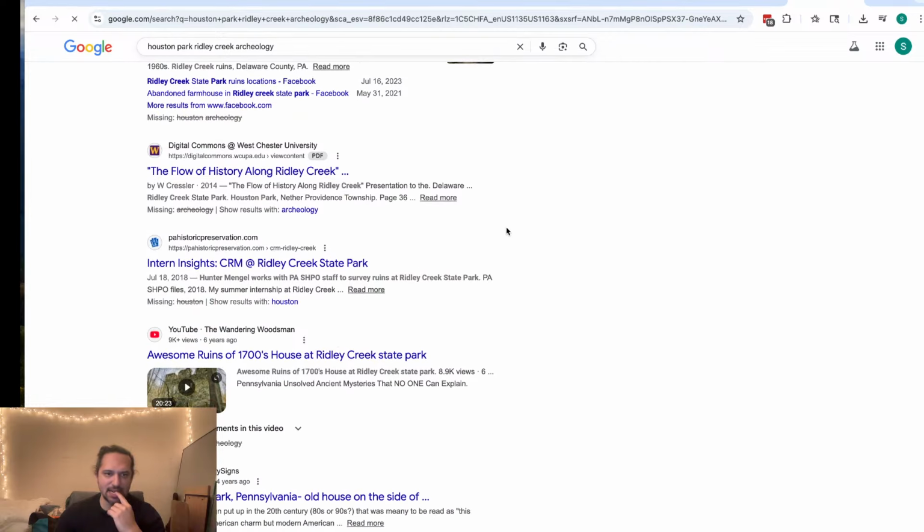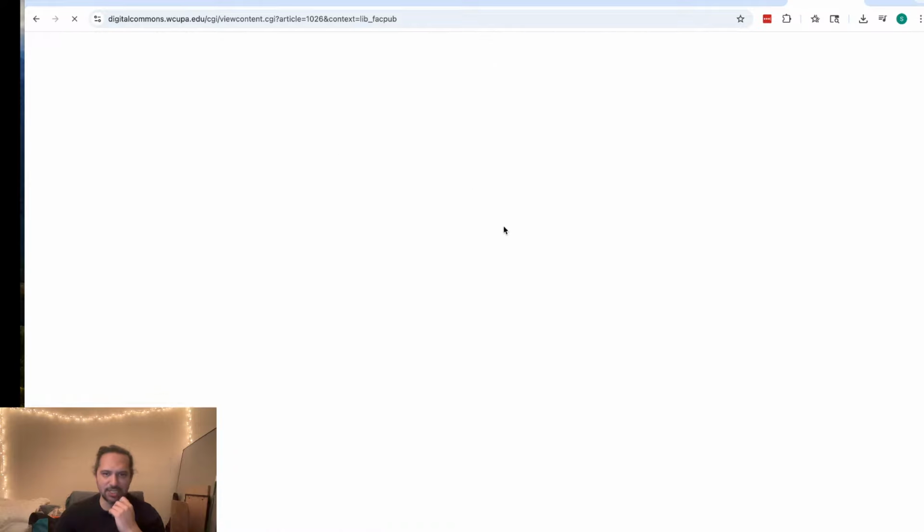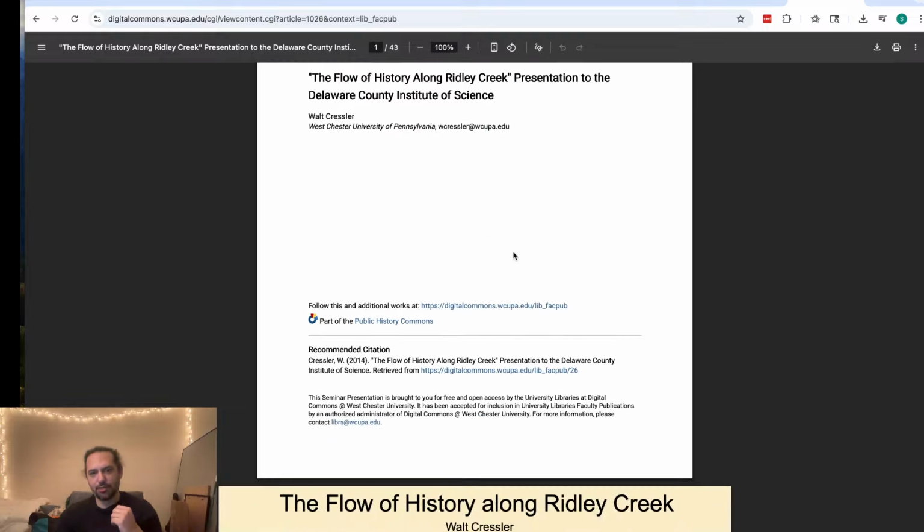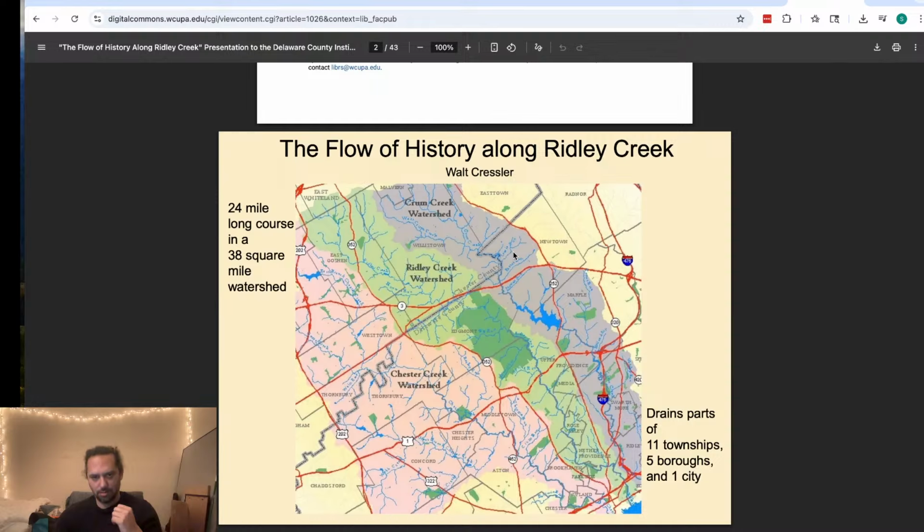What is this? Kind of interesting, possibly. The flow of history along Ridley Creek. Presentation to the Delaware County Institute of Sciences. The flow of history along Ridley Creek. This is a cool map. I like this map. In a 38 square mile watershed.